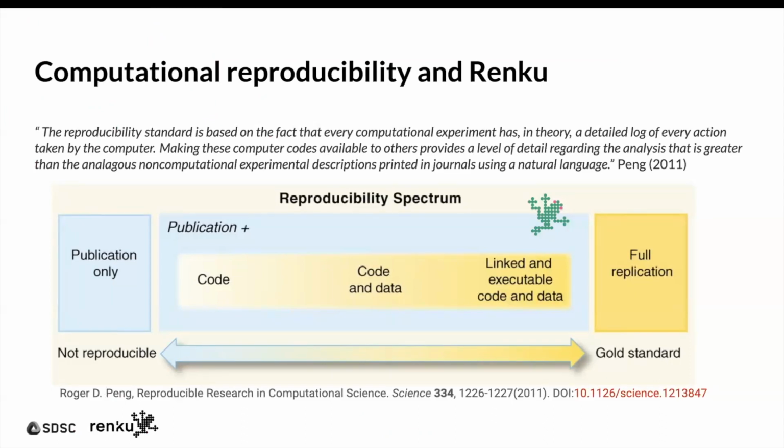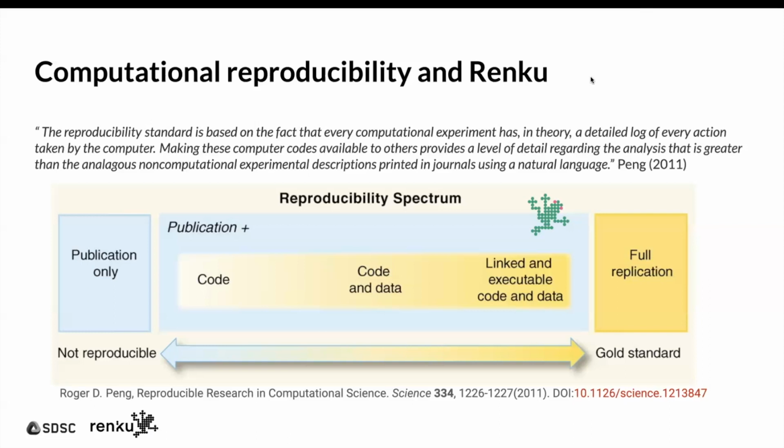So computational reproducibility has been a topic for many years already. I have taken this abstract from an article in Science in 2011 from Peng. And basically there he was sharing what is reproducible, some guidelines of reproducible research in computational science. And basically he mentions that the reproducibility standard is based on the fact that every computational experiment has a log of the steps done by the computer.